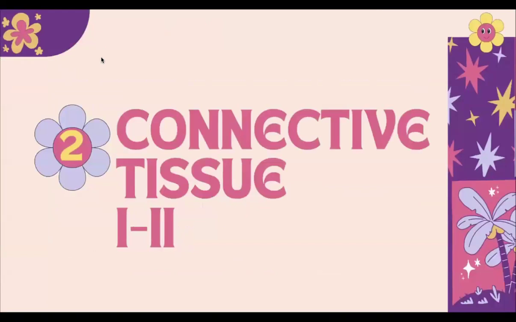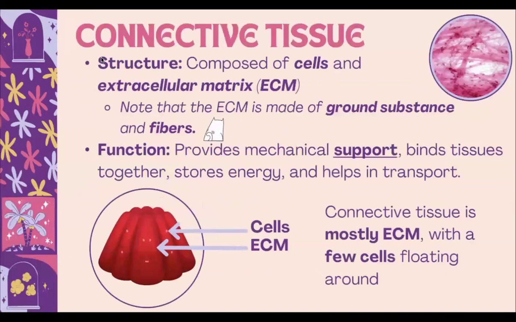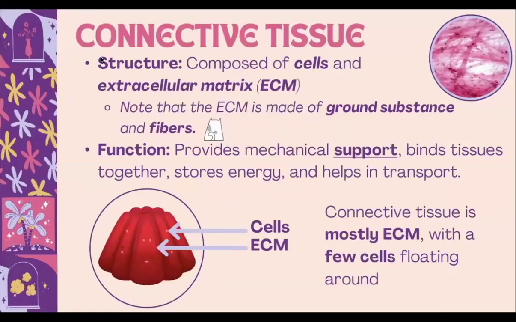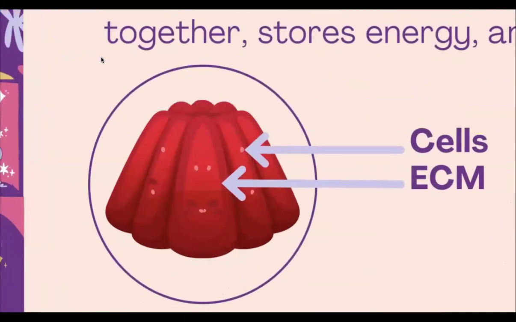Now we're going to come into connective tissue. So remember our scale of increasing to decreasing ECM. Connective tissue sits at the very end of this. It has the highest extracellular matrix. So this is what connective tissue can look like.